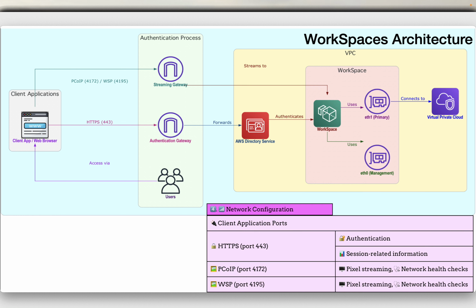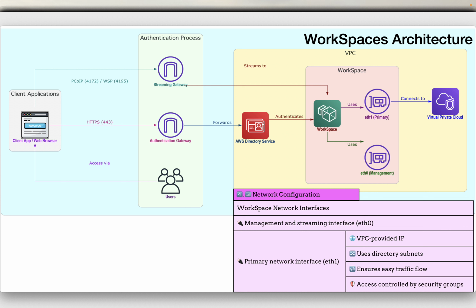Talking about network configuration. Some client application ports: you have HTTPS port 443, which is used for authentication and session-related information. Then you have the PC over IP (PCoIP) protocol, which runs on port 4172, and the Windows streaming protocol on port 4195, which is used for pixel streaming and network health checks.